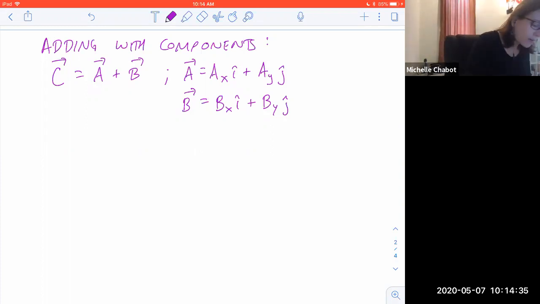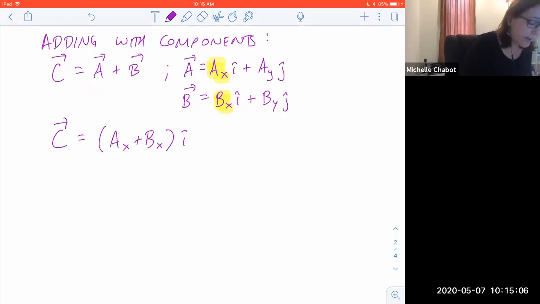So what we're going to do then is, if we think about conceptually what vectors are, well, if I want to walk along A and then walk along B, like I said, I could walk along all my X components first. And then that would get me to my final X location. So I could then say that C is simply going to be equal to AX plus BX. That'll be my final X component of vector C. So (AX plus BX) i hat.